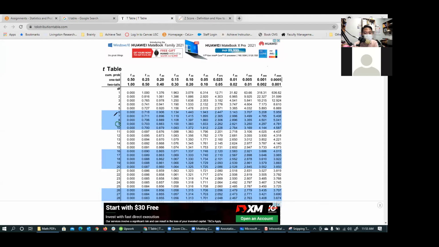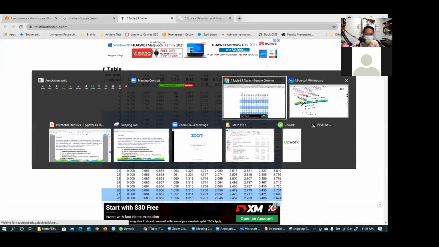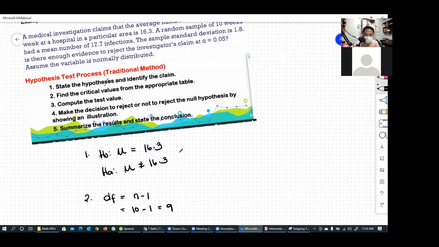With the degrees of freedom settled, we have two options here: one-tail or two-tail. The type of test we will use is a two-tailed test. Why is it two-tailed? Very good. Why is it two-tailed, Angela? It's because of the not equal to.